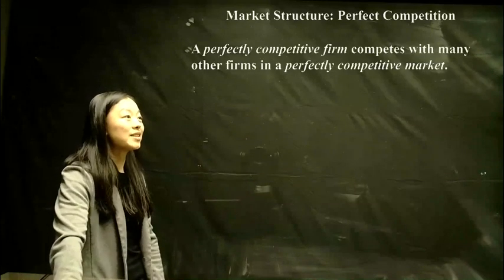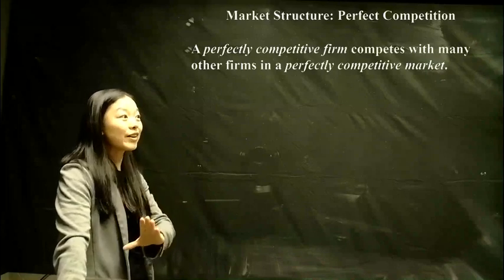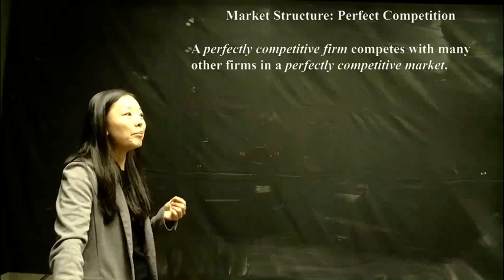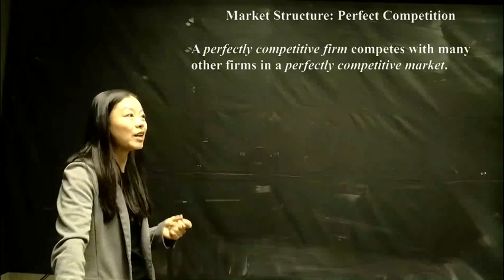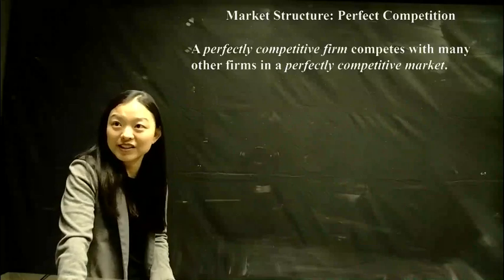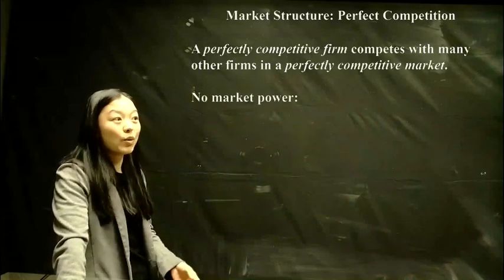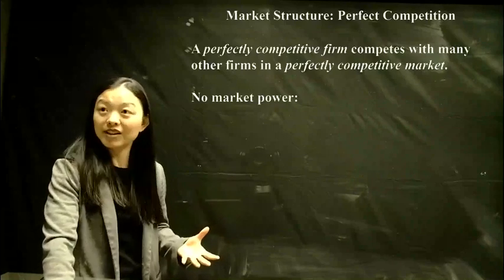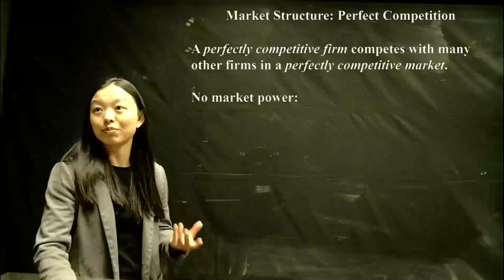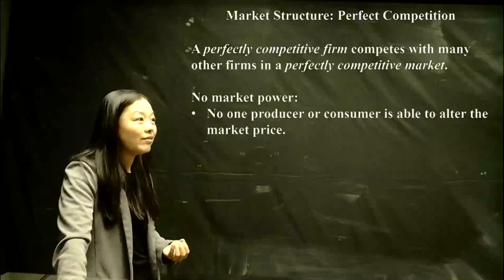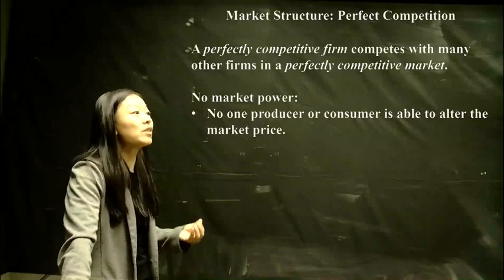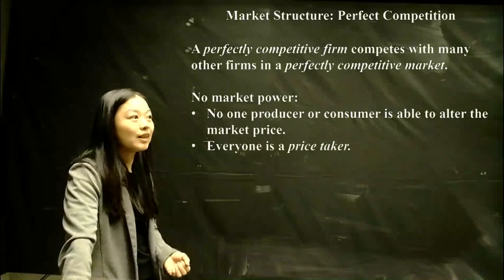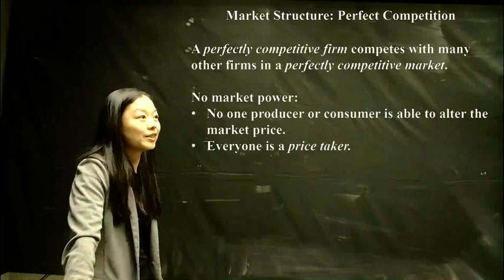Let's first begin with the pink side, perfect competition. A perfectly competitive firm competes with many other firms in a perfectly competitive market, which means they have no market power because there are a lot of firms in that market. Every firm is just a price taker. No one producer or consumer is able to change the market price. Everyone is just a price taker.